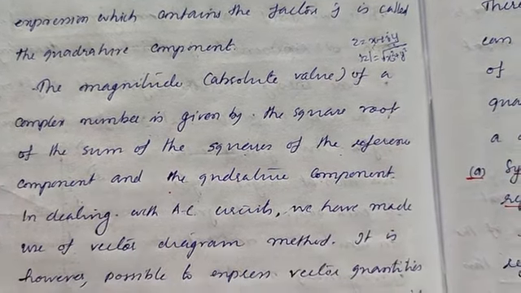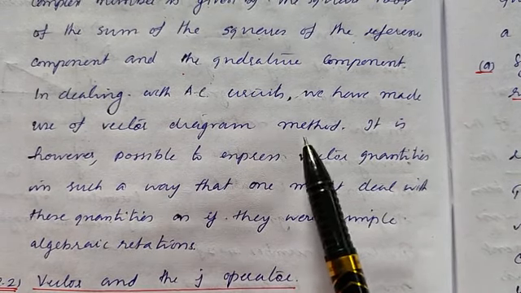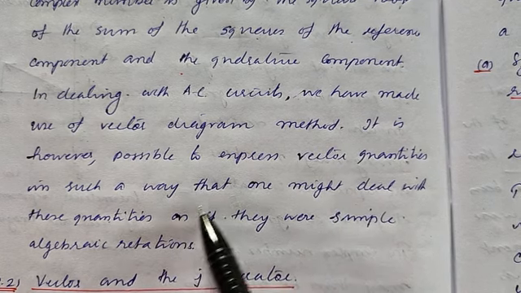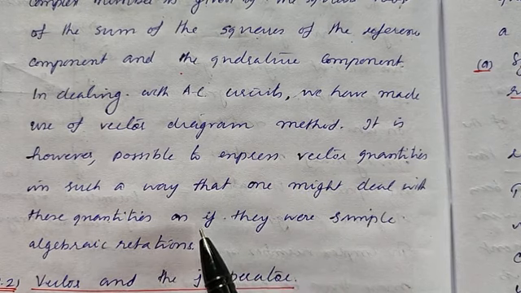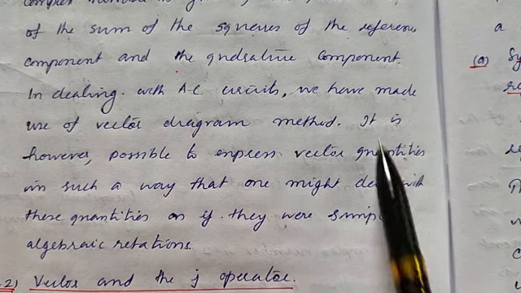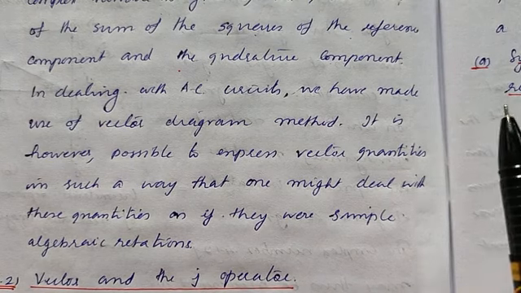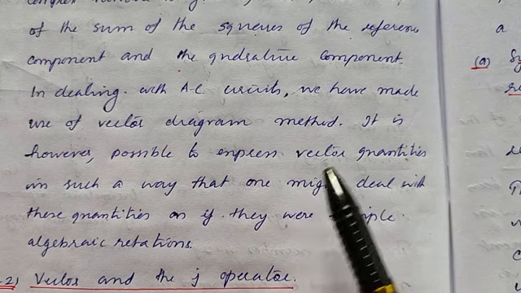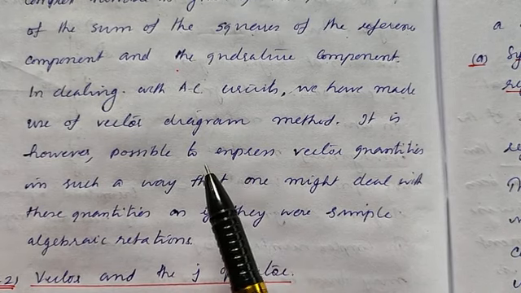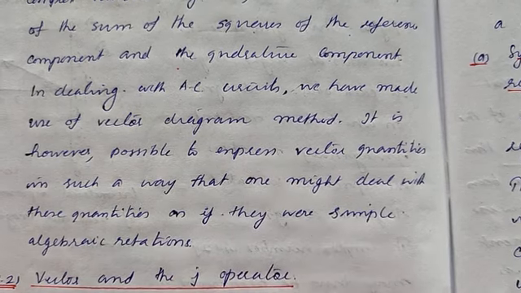In dealing with AC circuits, we have made use of the vector diagram method. It is, however, possible to express vector quantities in such a way that one might deal with them as if they were simple algebraic relations. So in AC circuits, we apply this Argand diagram method for representing currents, charges, etc. You have already seen this when we were dealing with LCR circuits, AC circuits. Okay.